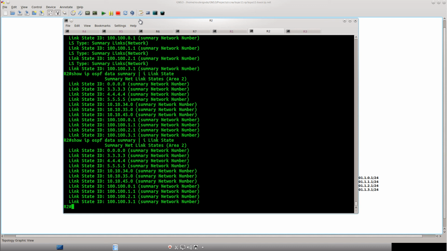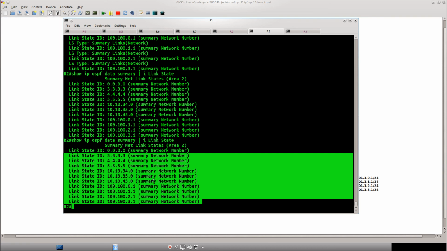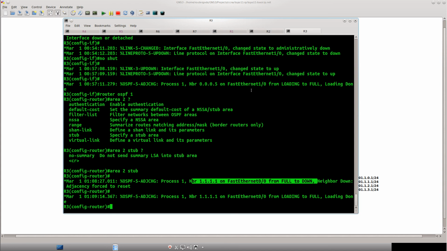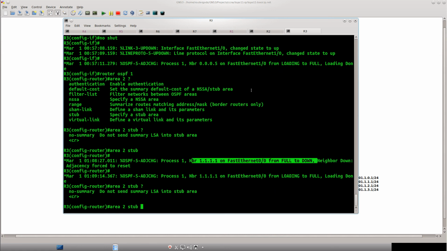So our goal right now is to kill all of that. It's unnecessary. We don't need it. Because why, if I just have a default route, I just need to use that. And you guessed it, if we go back to R3, hit the up arrow, so there we have area 2 stub, do the question mark, it's telling you no summary.